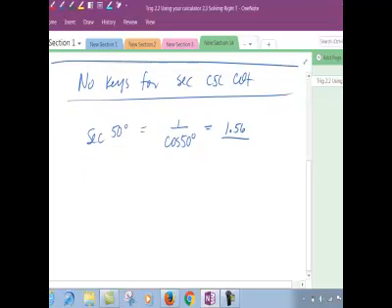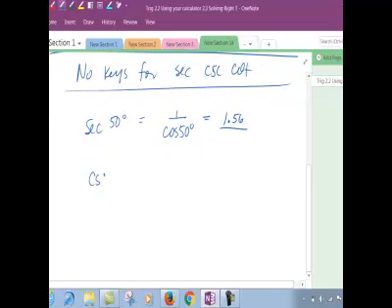All right, let's try one more. If we want the cosecant of an 85-degree angle, we type in 1 over the sine of 85 degrees, and we get 1.02. Okay, pretty straightforward.